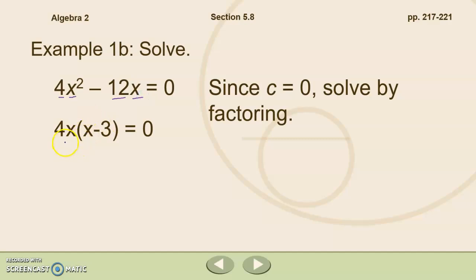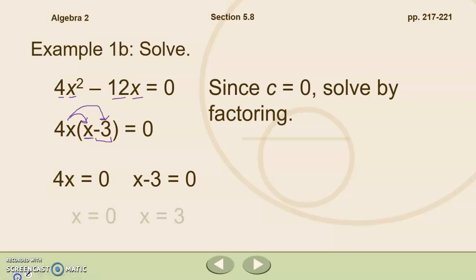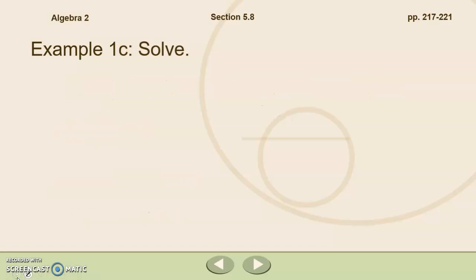When we factor out what they have in common, our first term still has an x remaining, and our second term has a -3. To make sure that we factored correctly, we can distribute that back, multiply it back out to make sure that it does equal 4x squared minus 12x, and it does when we distribute. Once we factored, we will set each of our factors equal to 0, so 4x equals 0 and x minus 3 equals 0, and solve for x. And when we do that, we find out that x equals 0, or x equals 3.